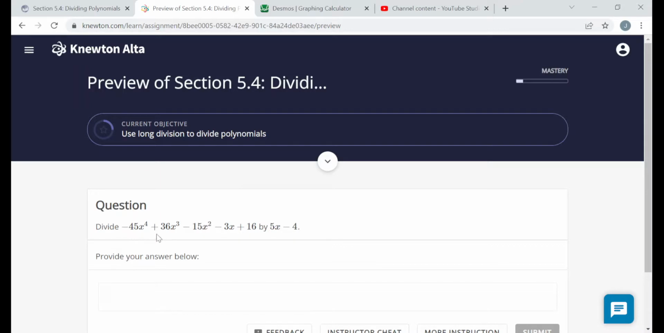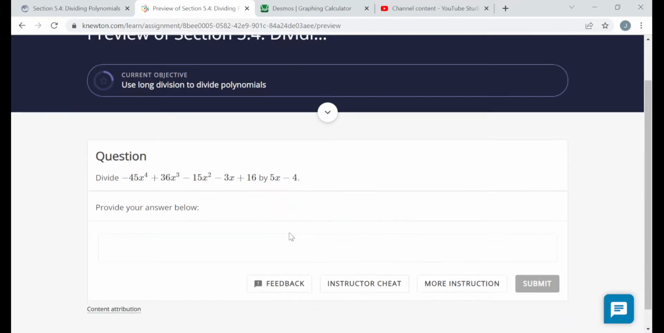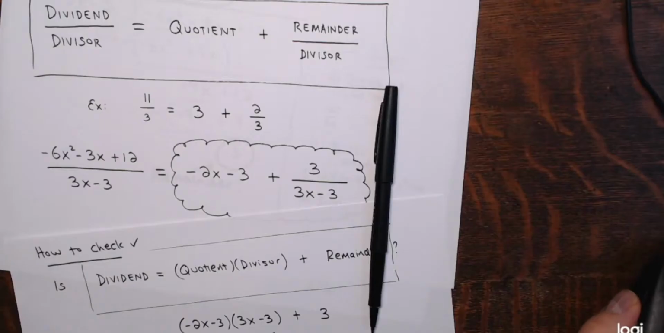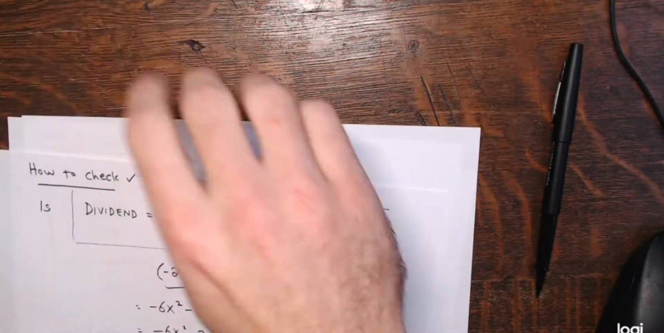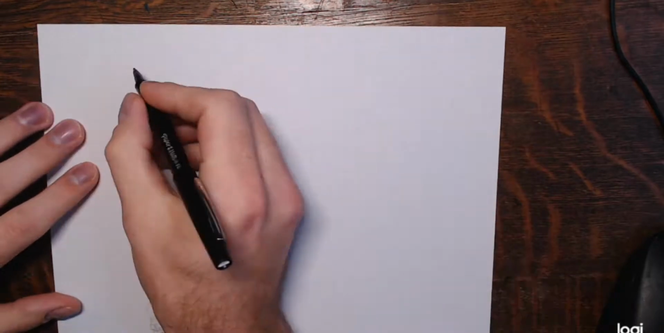So here we have some degree 4 polynomial divided by a degree 1. And again, asked to write out the result of division, the quotient plus a fraction, the quotient plus remainder over divisor. All right, so I'll write this out. Now I'm not going to write it out in the 4 different ways that I did with the first problem. Just going to write out the long division. So here's the long division symbol.